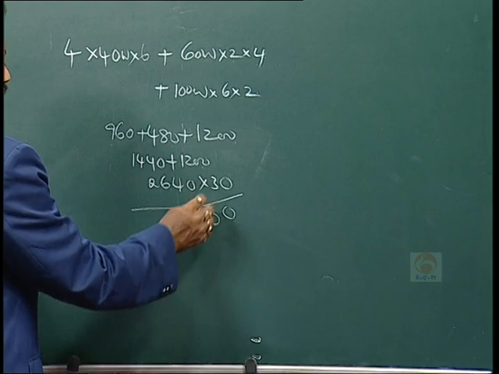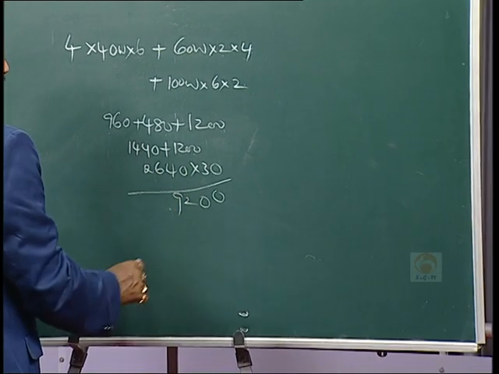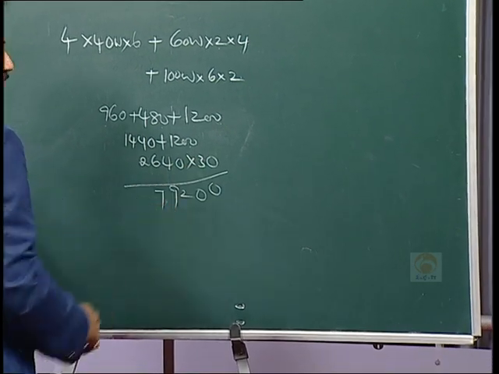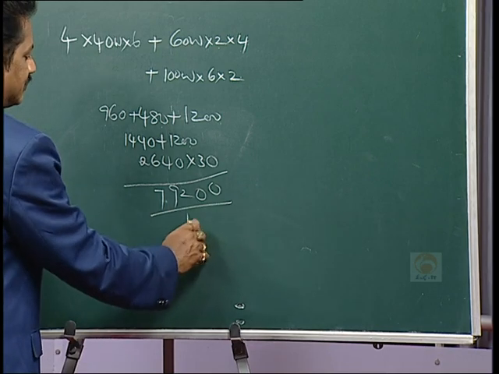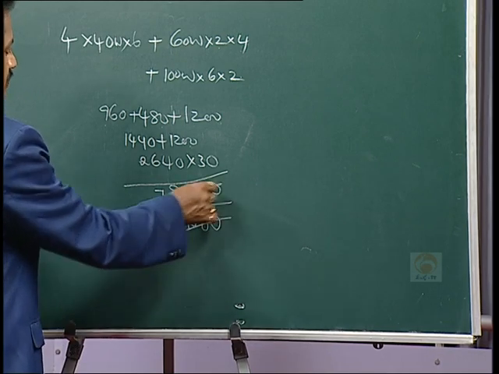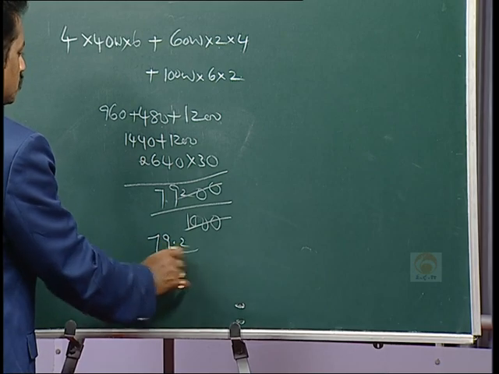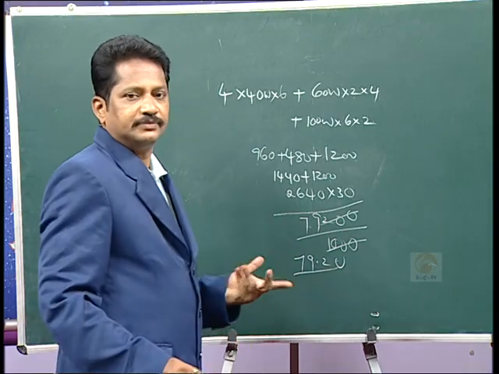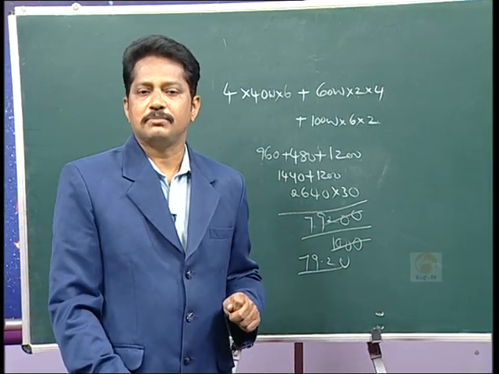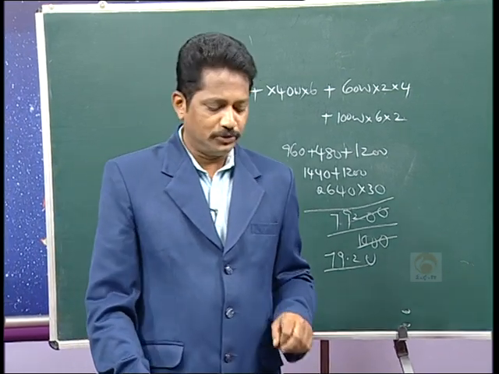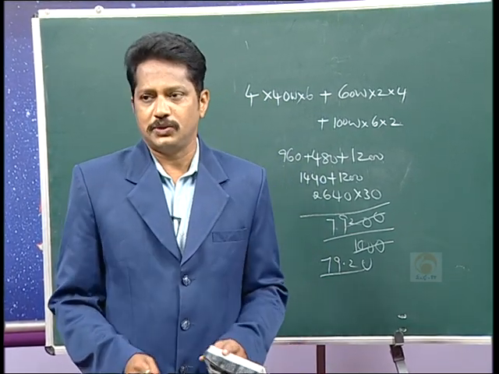You get 79200, and you have to divide by 1000. So simply you can say 79.2 units. So you consume 79.2 units per month.